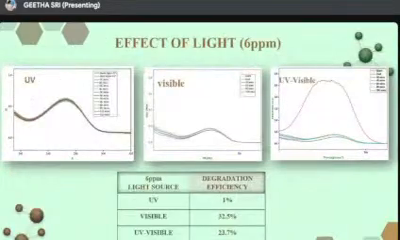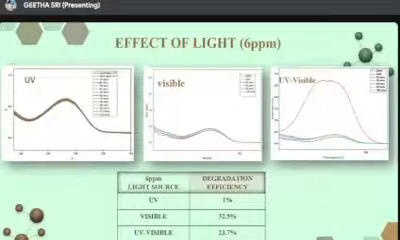The effect of different light sources was studied at 6 ppm caffeine concentration. Only 1% degradation was observed under UV light, while visible light showed better degradation of about 32.5%. UV-visible showed moderate efficiency. These results indicate that the material responds better under visible light.